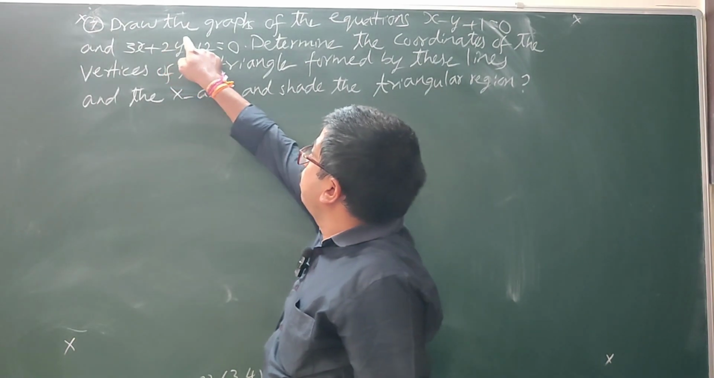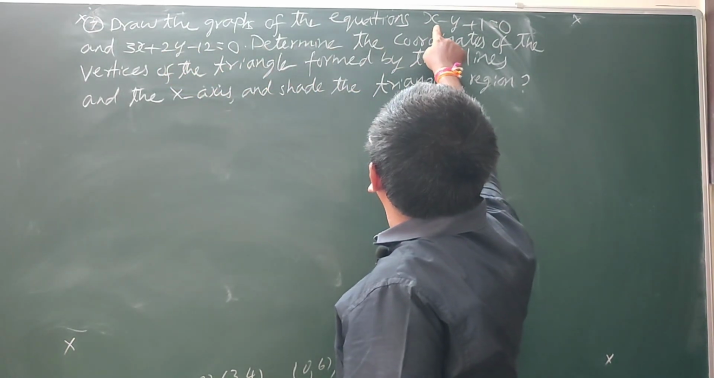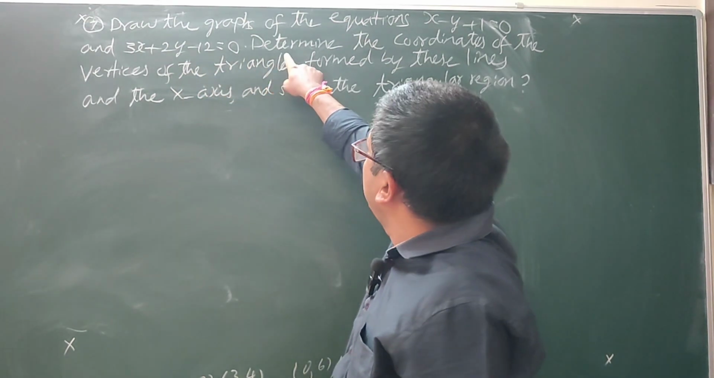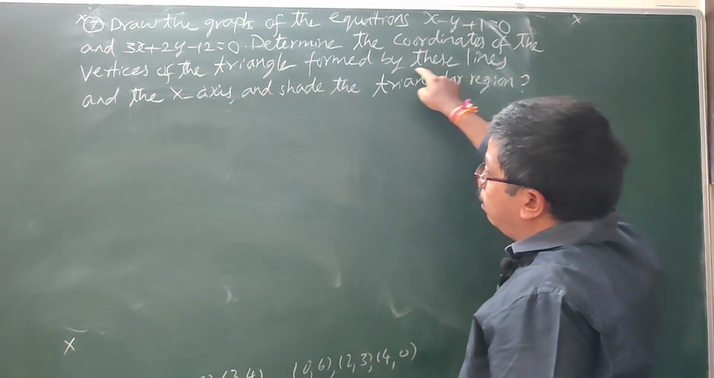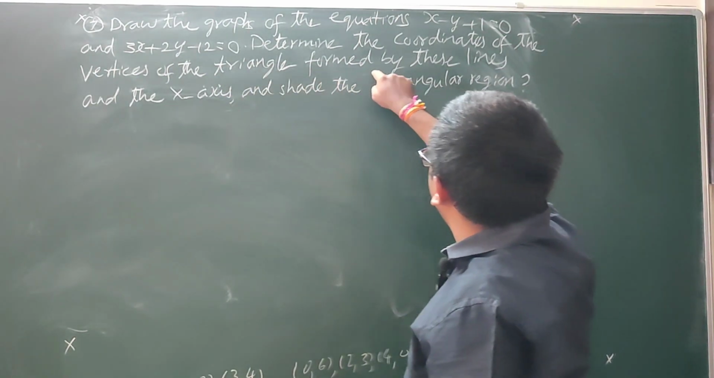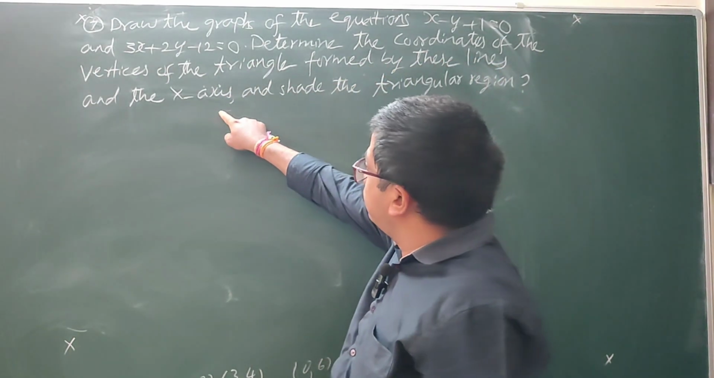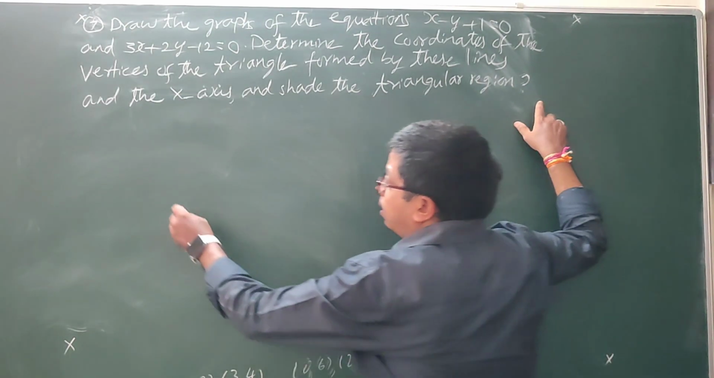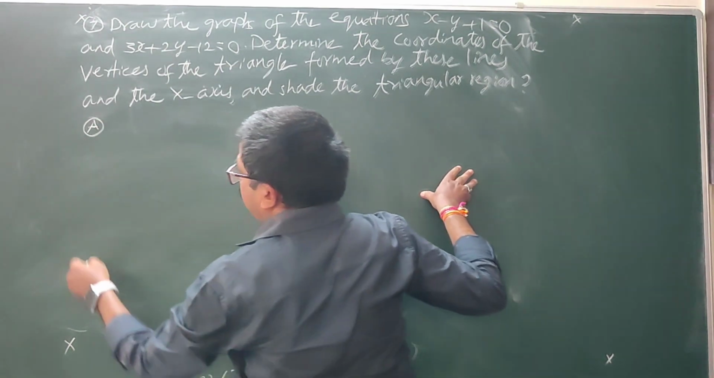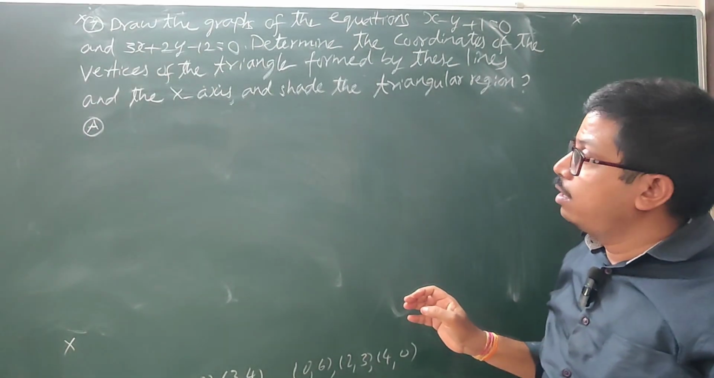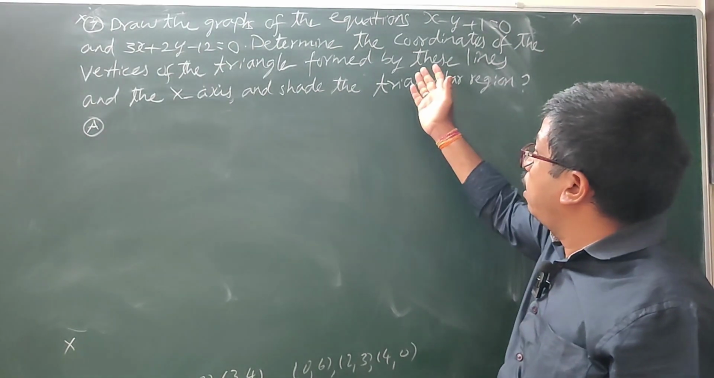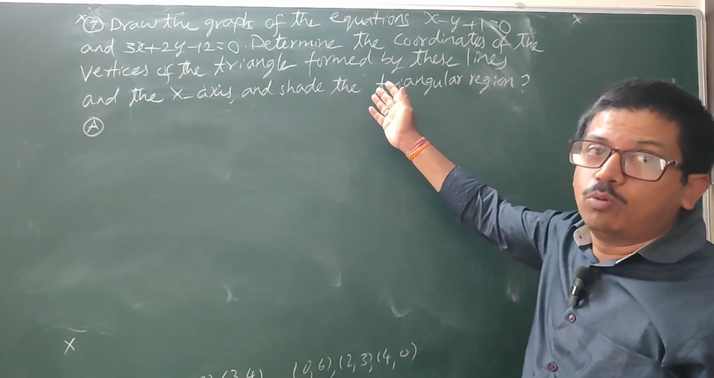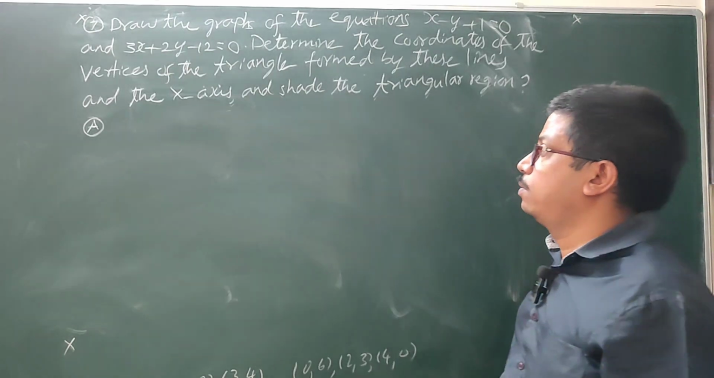7th question. Draw the graphs of the equations x minus y plus 1 equal to 0 and 3x plus 2y minus 12 equal to 0. Determine the coordinates of the vertices of the triangle formed by these lines on the x-axis and shade the triangular region. So for this, first of all, let us find the coordinates of the equations through which they pass through on graph.